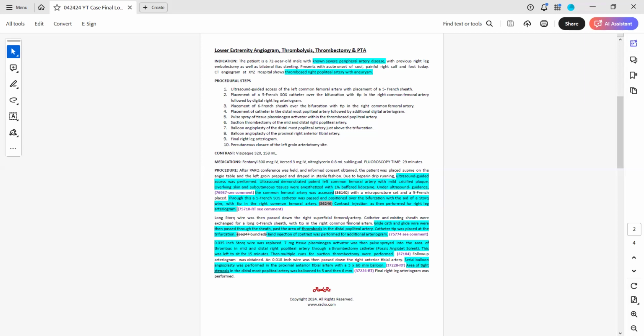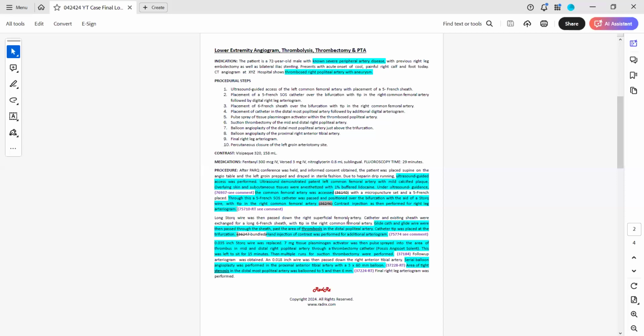However, that code is going to end up being bundled with the other work that we're going to do. After the common femoral artery was accessed, the catheter went to the right common femoral artery, which is a second order vessel, 36246. At that point, imaging was performed of the right leg, the 75710 with the RT.